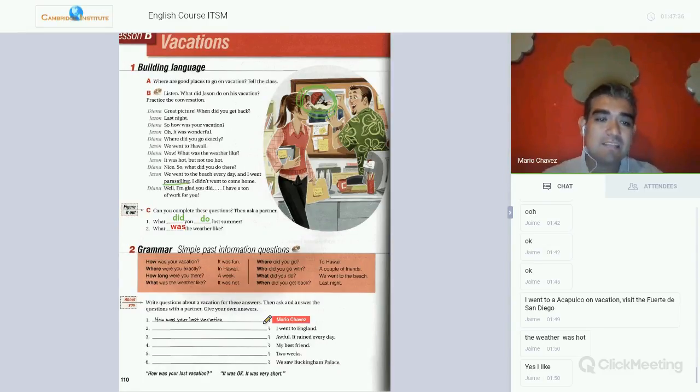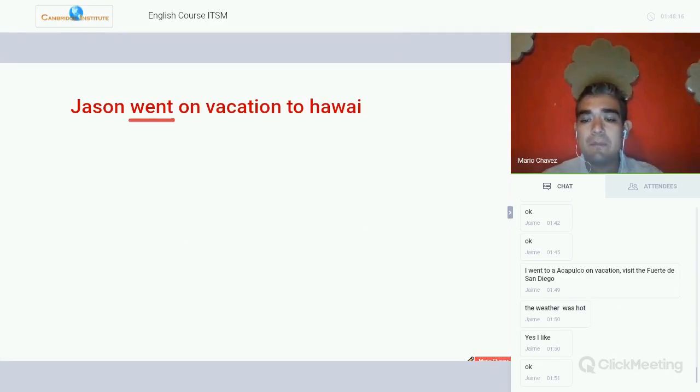And in the next part, it says grammar, simple past information questions. And here we have how we form information questions. You remember these information questions? We have how, which is cómo, where, dónde, how long, cuánto tiempo, what, qué, who, quién, and when, cuándo, right?